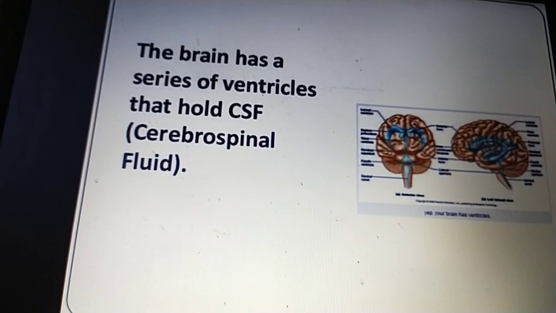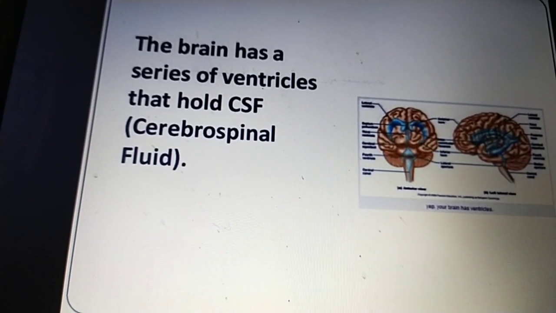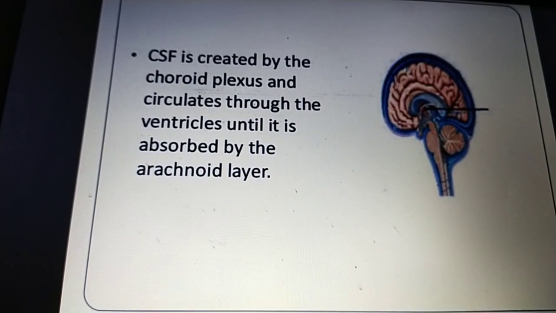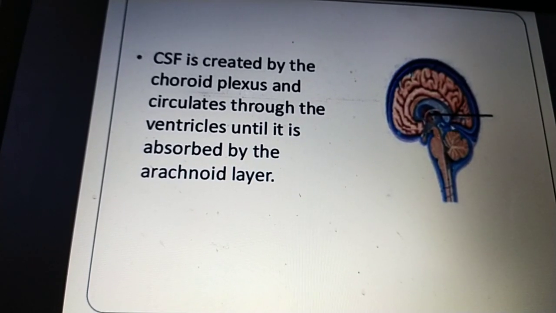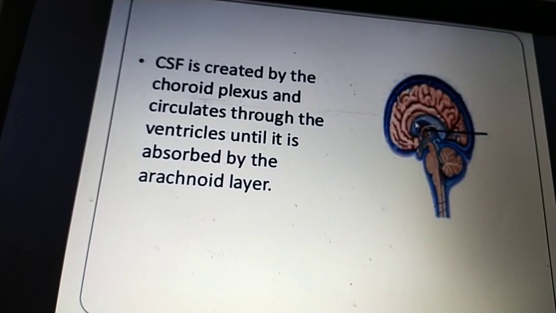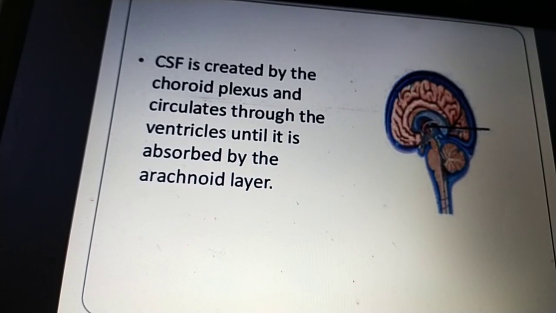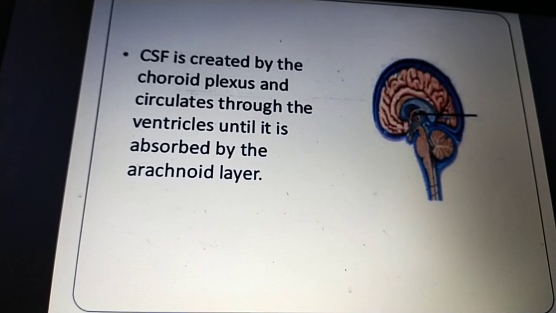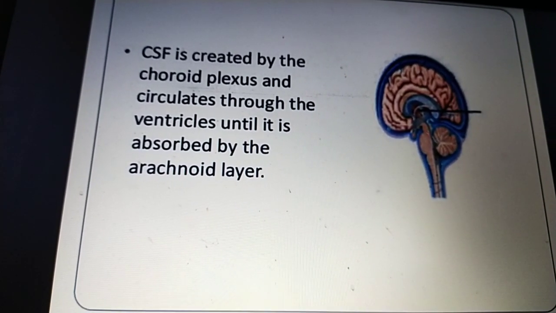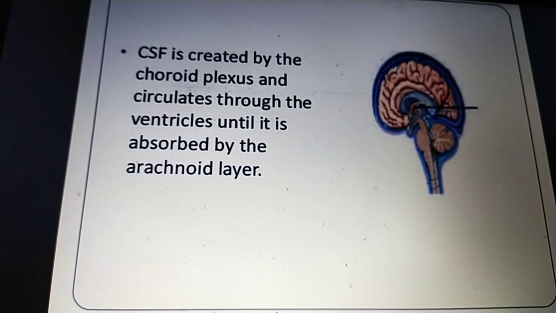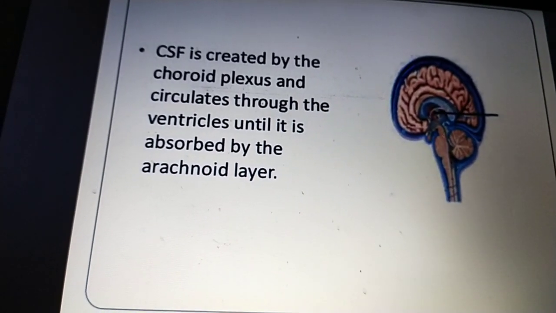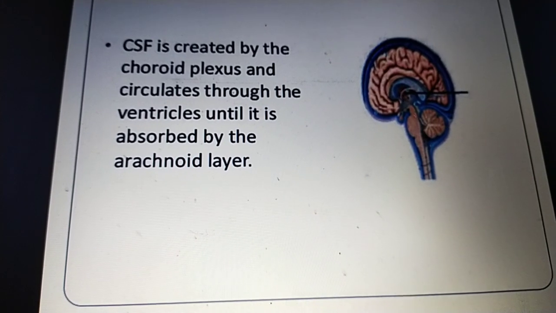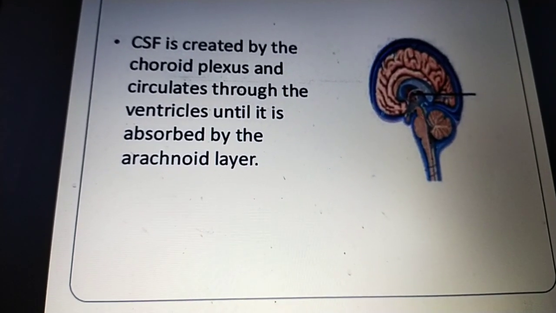The brain has a series of ventricles that hold the CSF, cerebrospinal fluid. The CSF is created by the choroid plexus. Here the choroid plexus is present. The choroid plexus is lined by epithelial cells, which form the structures called the choroid plexus, and within the choroid plexus the CSF is produced. The CSF created by the choroid plexus circulates throughout the ventricles until it is absorbed by the arachnoid layer.